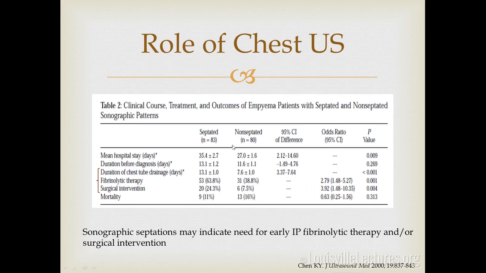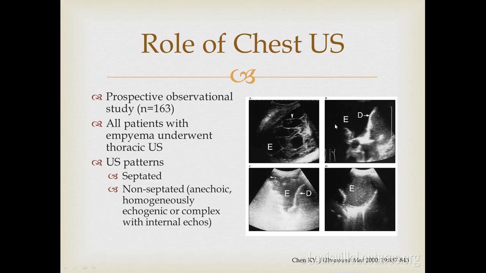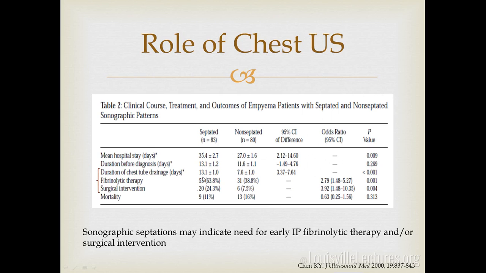So based on these, they found that if you characterize these effusions and look at different outcomes such as hospital stay, duration before diagnosis, how long they had the chest tube, did they require surgical intervention or fibrinolytic therapy, they found that by using ultrasound and looking at the pleural space and having this kind of characterization, it can help you determine which patients are going to need fibrinolytic therapy, which patients are going to need surgery.